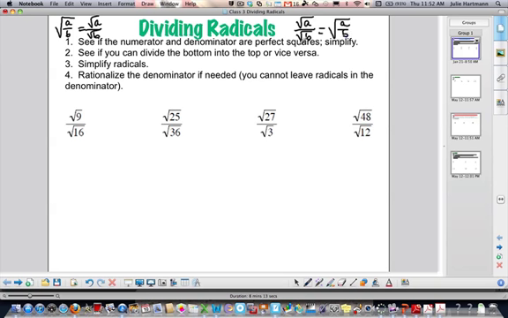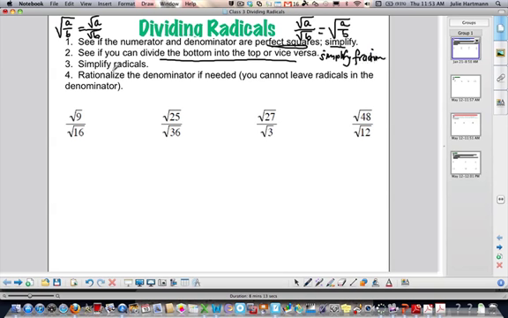First thing you want to do, always see if you have perfect squares. If there are, simplify them. Second thing, see if you can divide the bottom into the top or vice versa, or just simplify the fraction. Number 3, simplify your radicals. That's doing what we did in class. And 4, rationalize the denominator.